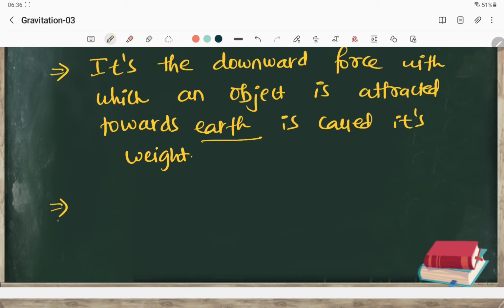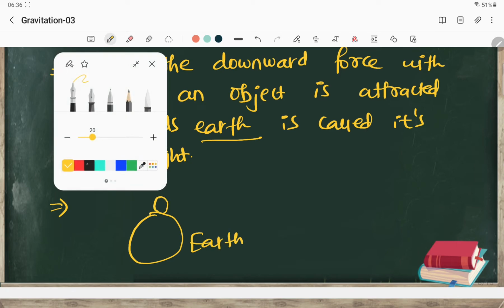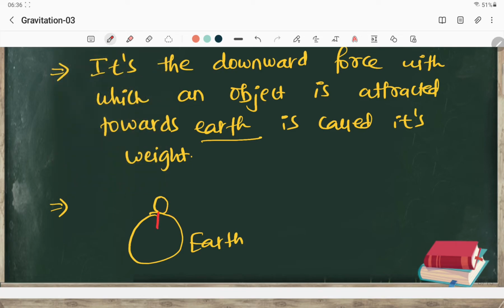For example, this is the Earth, this is the surface of Earth, and there is an object kept here. This object is getting attracted towards Earth, no? That's why it is attached to it. So whatever this force is, what is the formula for this force? Mass into acceleration due to gravity, I already told you. So this force itself is known as weight. So weight is equal to mass into acceleration due to gravity.